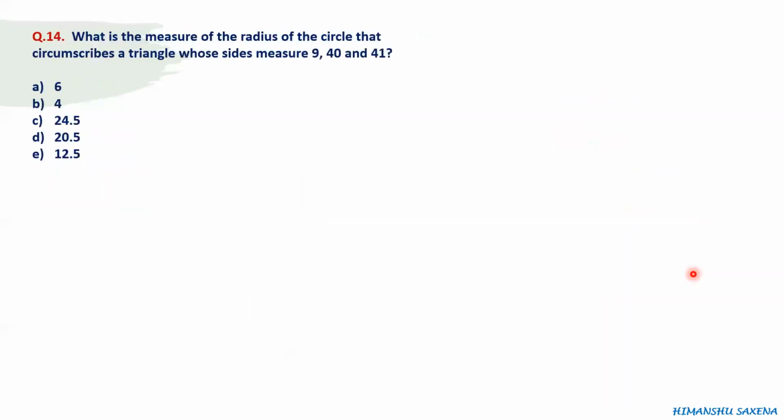Now, next question is, what is the measure of the radius of the circle that circumscribes a triangle whose sides measure 9, 40 and 41?